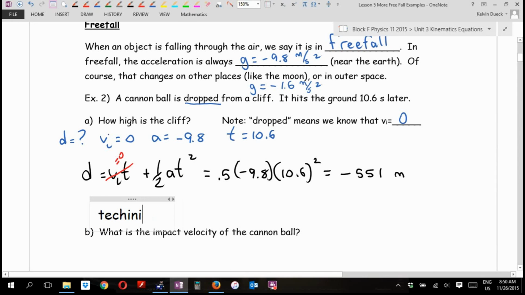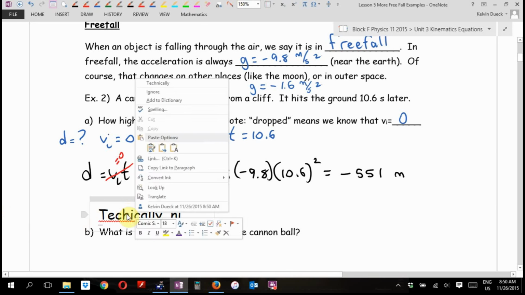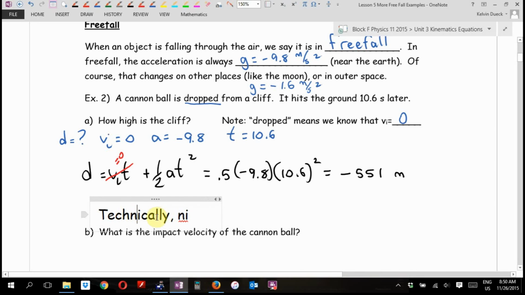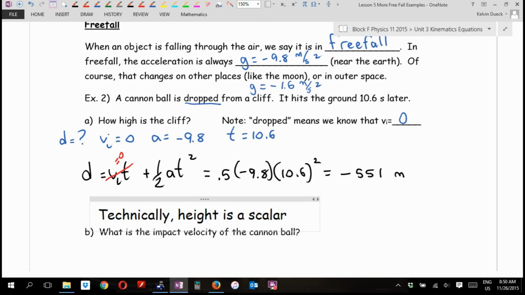Technically, height is a scalar, 551 meters. I'm not going to be fussy, Ryan. If you give me a negative displacement as your cliff height, I'll clue in what you mean. Okay.